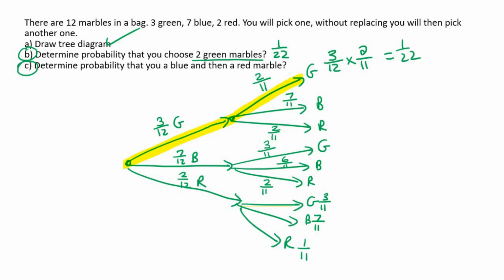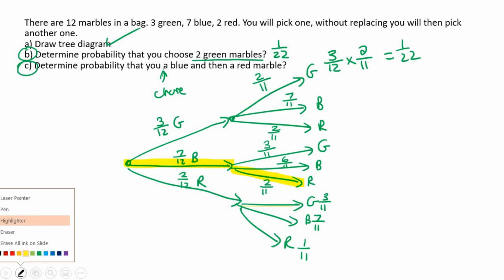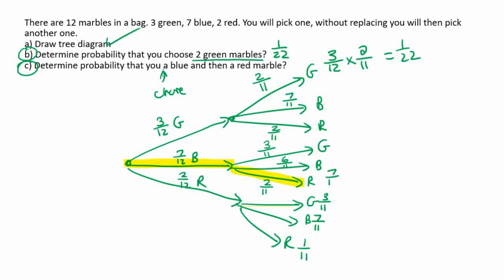Now this next one: determine the probability that you choose a blue and then a red. It's not saying red and then a blue. It says specifically a blue and then a red, so it must be in that order. So we say 7 out of 12 multiplied by 2 out of 11, and that'll be 7 out of 66 as our answer for that one.